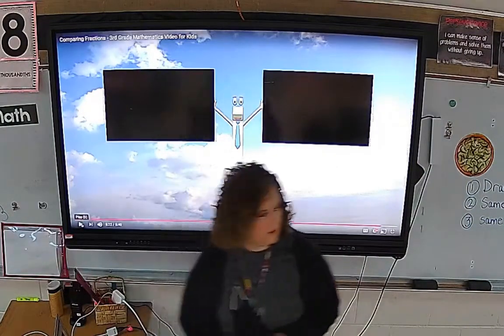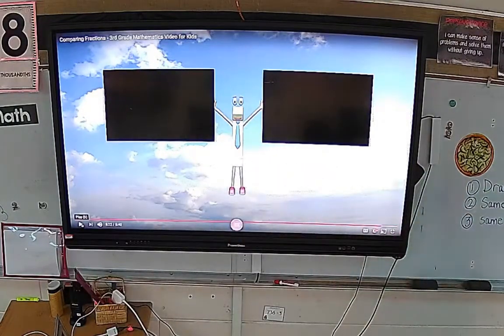Okay, so think about the strategies they just told us about. You could draw a picture. If you need to, draw and shade in the fraction to show you, and put it beside the other fraction. You need to make sure you draw the same size. Okay. And that's one that would have the same denominator. If they have the same numerator, the number on the top is the same.